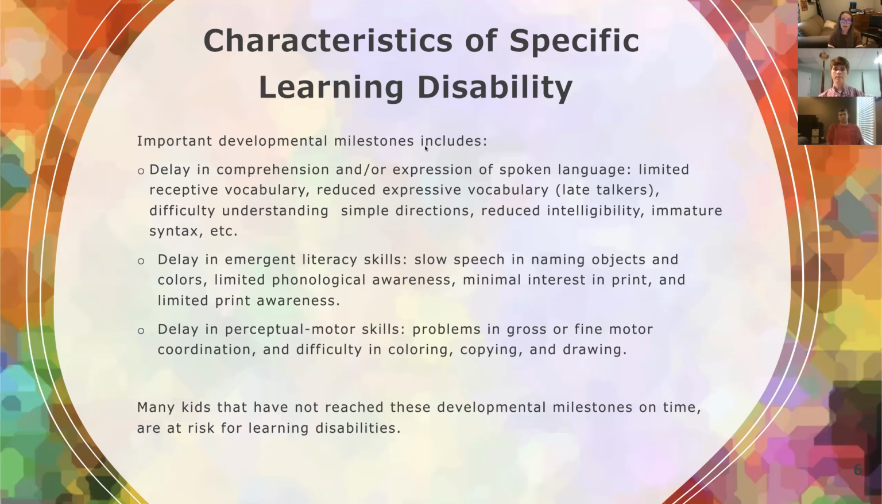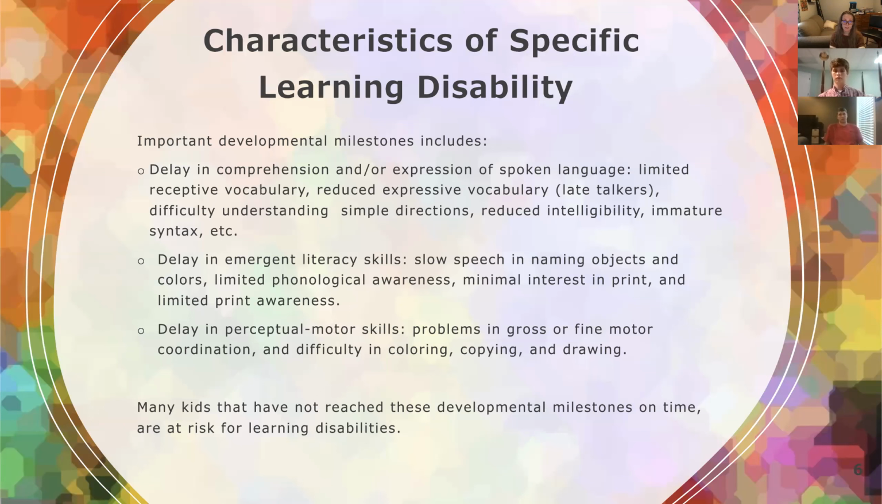In addition, there are a lot of developmental milestones that children reach. By a certain age, you're supposed to know so many vocabulary words, you're supposed to be able to understand and follow simple directions. Some of the developmental milestones that students might not reach include delay in comprehension or expression of spoken language. Examples of this would be limited receptive vocabulary and reduced expressive vocabulary, so they're late talkers. They might have difficulty understanding simple directions or immature syntax.